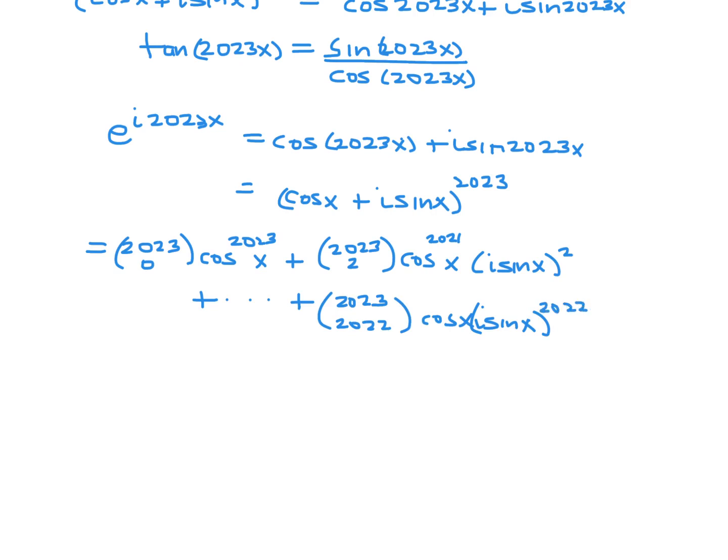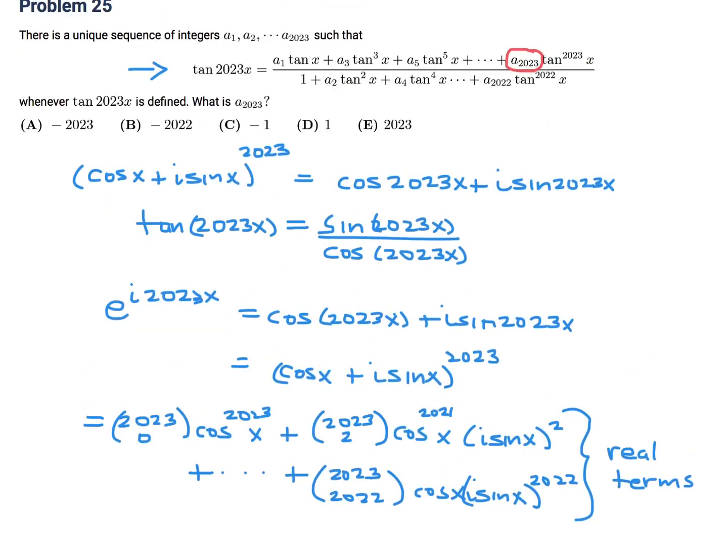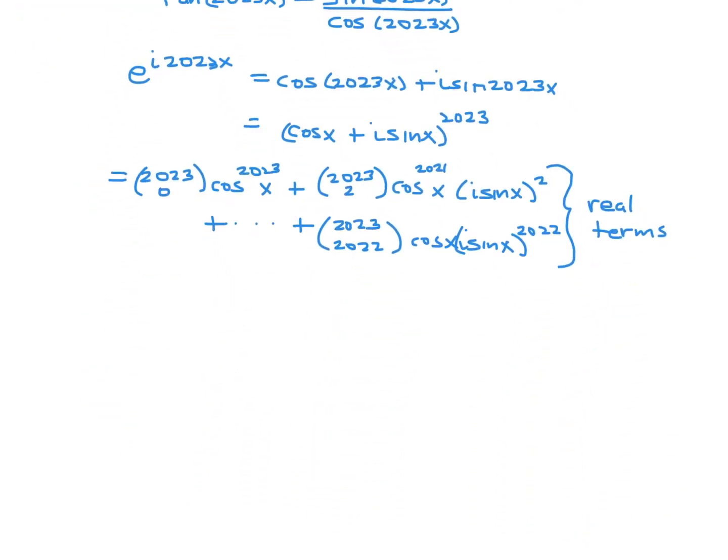And these guys here, these are the real terms. And the reason those are the real terms is because they all involve i squared, and i squared becomes -1, right? You guys know that.